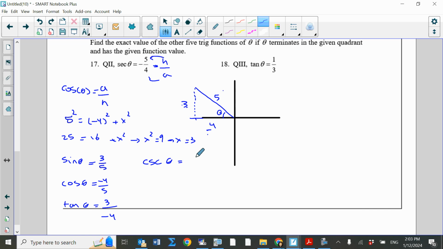Cosecant of theta will be reciprocal of this. That's 5/3. Secant of theta is reciprocal of this, which is 5/-4, which is the same thing that we had here. And then cotangent of theta is reciprocal of this, -4/3.